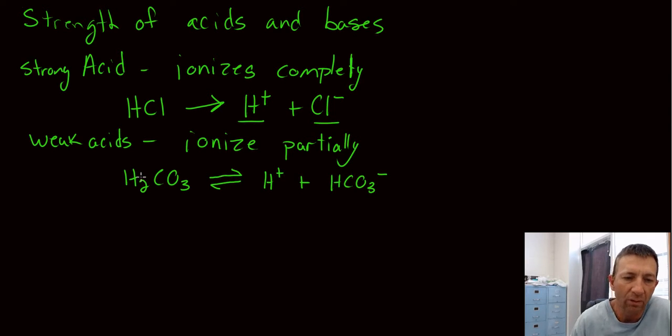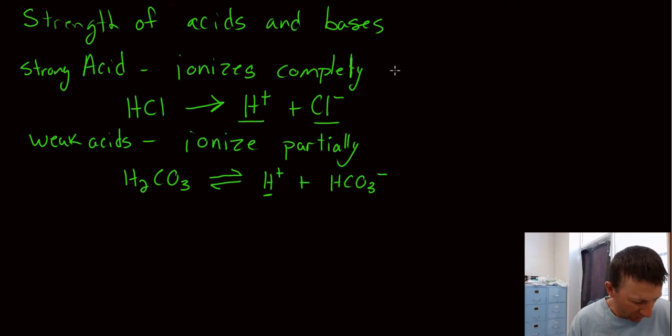What it'll do is split apart and then turn and come back together. So it doesn't stay apart. It goes apart and then comes back together. So you don't have as many hydrogen ions in the solution all the time, and that's what we call a weak acid.